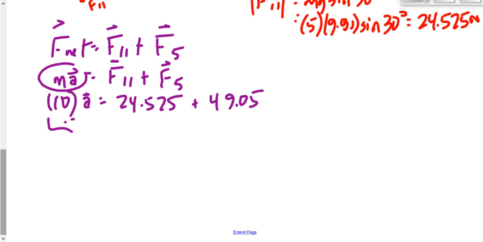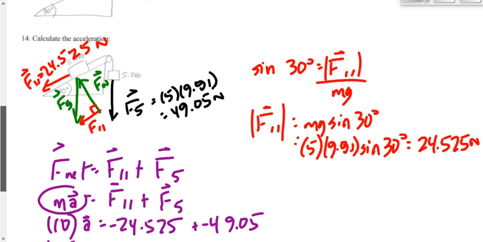Sarah, do you think you know? Yeah, one of us has to be negative. Okay, lots of people did this. Lots of people made them both negative, which is just as wrong as making them both positive. I get why people did that, because F parallel is down the hill, F5 is down, right?